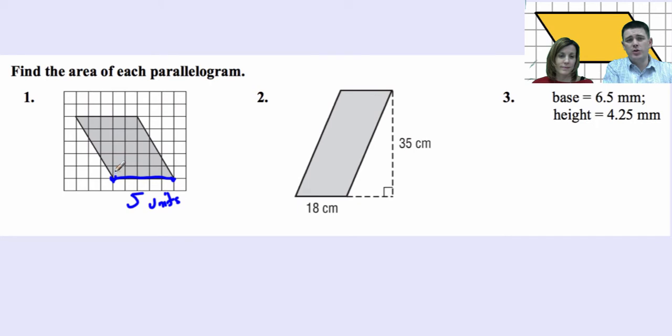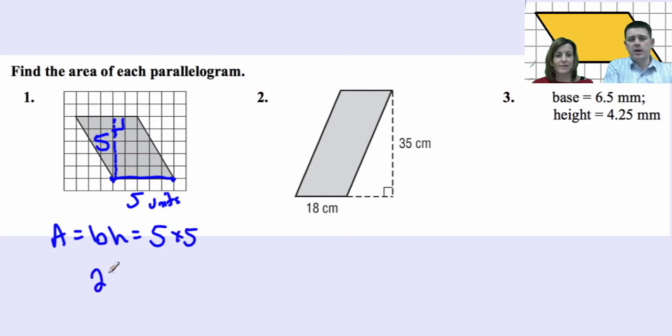The height goes straight up 1, 2, 3, 4, 5 from the base to the top. So it's also 5 units high. Area is equal to base times height, which is 5 times 5, which gives us an area of 25 units squared.